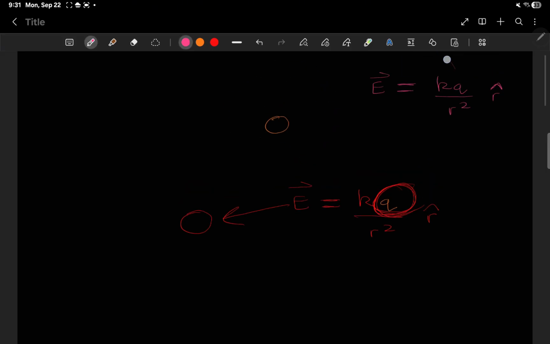So whenever you see this equation, it means that there is an electric field experienced by a charge which comes from another charge. That Q in the equation is the source of the electric field. And then R just is the radius or the distance between the two charges.